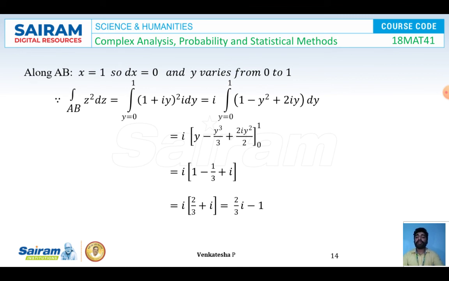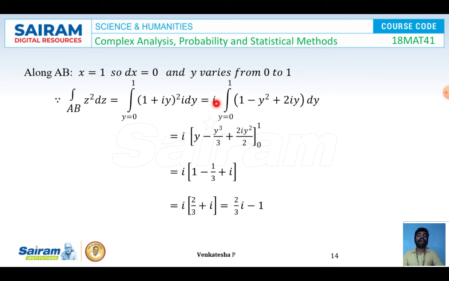Similarly, in the region AB, we have the common point x is equal to 1. It implies dx is equal to 0. Since dx is 0, we have to find only the y limit. So here y varies from 0 to 1. In the equation, if I replace x is equal to 1 and dx is 0, I got the integral over the region AB, z square dz, equal to the integral y from 0 to 1, (1 plus iy) whole square into i dy.